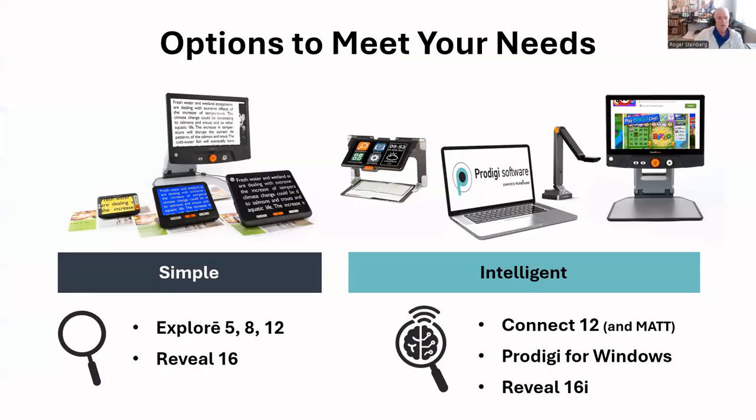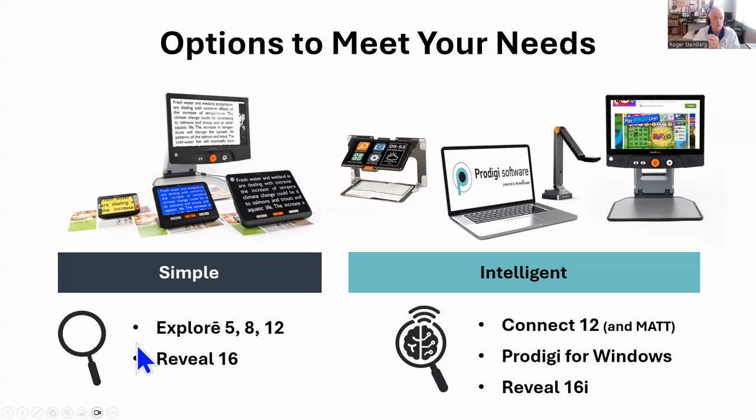Okay, so just wanted to remind everyone that's hopefully familiar with HumanWare that we have a range of solutions from simple through our intelligent solutions. So on the simple end, we have our Explore 5. That's the smallest one to the far left there. Our Explore 8. It's got the blue and yellow screen there in the center. And our Explore 12. Those are handheld devices that can be manipulated on a tabletop. The Explore 8 and 12 have stands that you can place them in for reading and writing and hand-based activities. And then we have a 16-inch desktop version that's a Reveal 16.